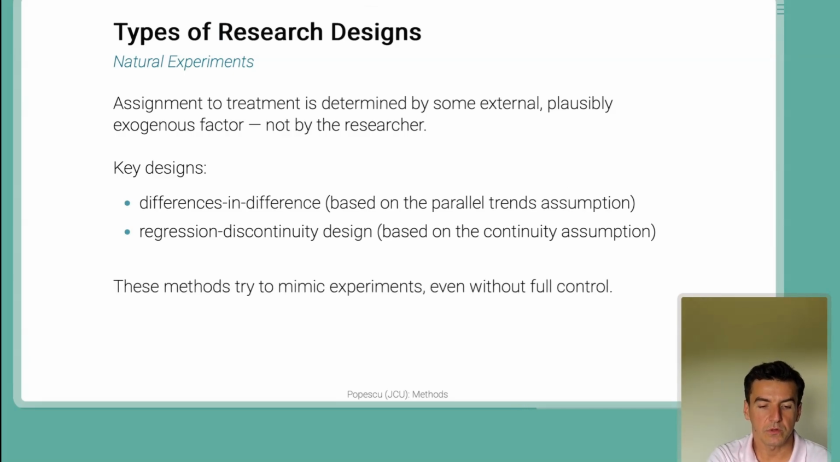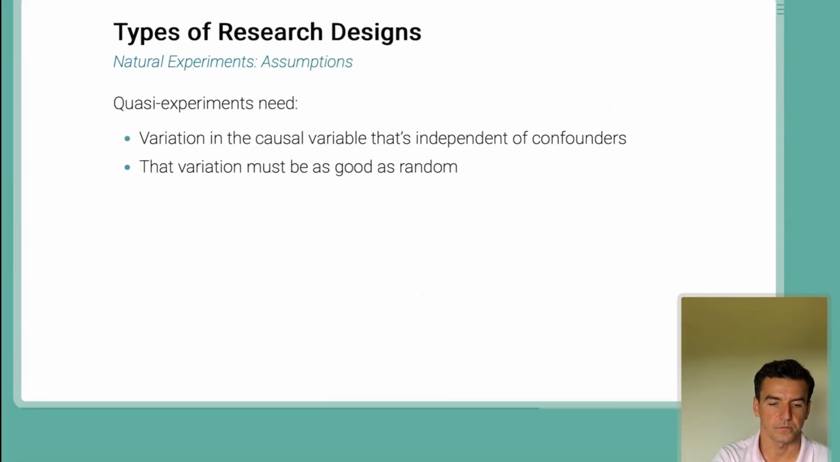So the logic for these designs is that they try to mimic an experiment run by a researcher, but without full control, right? So this is all about understanding the assignment mechanism, like how do certain people, certain units get selected into the treatment versus the control group. But it's important to remember that all these natural experiments rely on important assumptions.